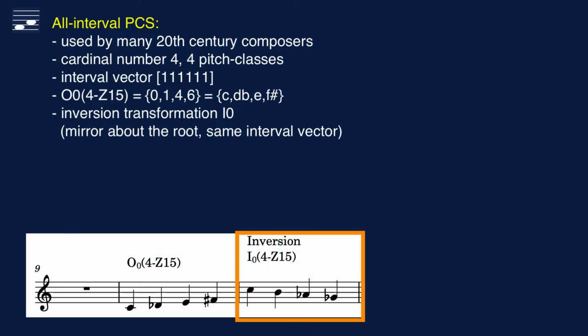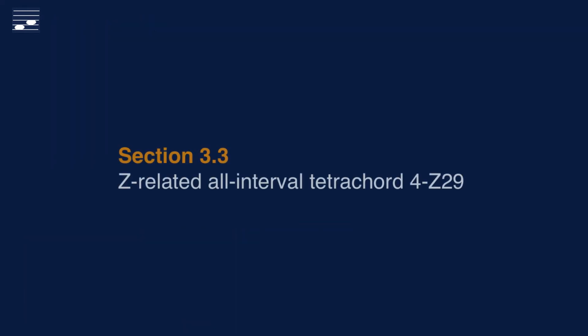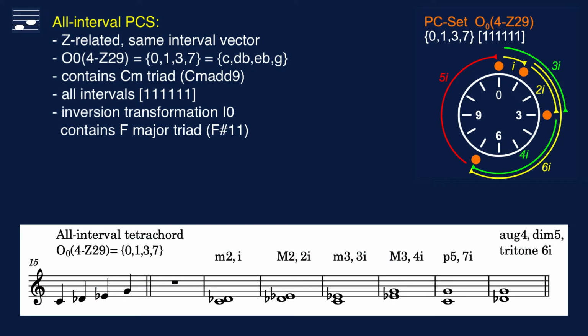We may transform this set by transposition or inversion. The latter property does not change the interval vector. Listen to the inverted set mirrored around the root C. The collection of sets with cardinal number 4 contains a second all-interval tetrachord.